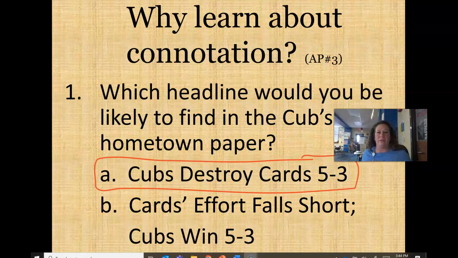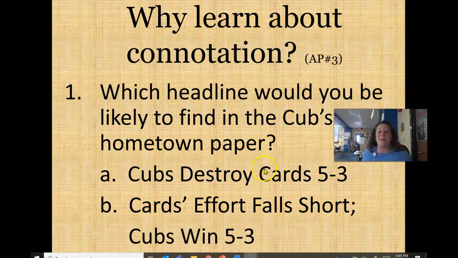Now, in baseball, that's a pretty decent little situation, right? But if you are in Cardinals territory, so if you're in St. Louis, the Cardinals paper is not going to want to spin that because they don't like losing, right? So this would be in Chicago.